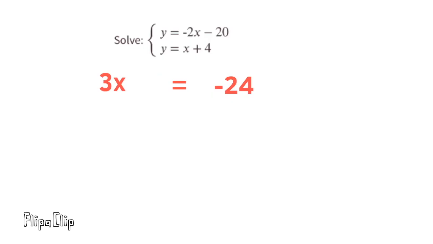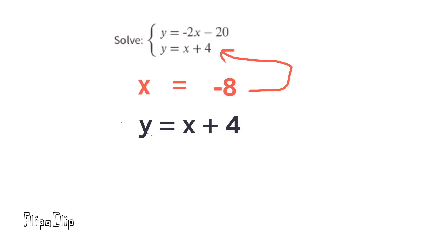Let's divide both sides of the equal sign by 3. 3x divided by 3 equals 1x, or x, and negative 24 divided by 3 equals negative 8. 1x, or x, equals negative 8. Now that we know the value for x is negative 8, we can substitute the x with the negative 8. So the equation y equals x plus 4 can be rewritten as y equals negative 8 plus 4. Since negative 8 plus 4 is negative 4, we know that y equals negative 4.